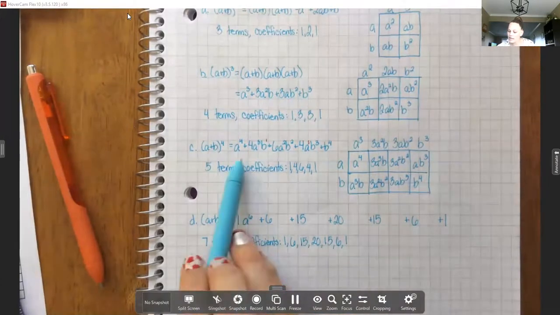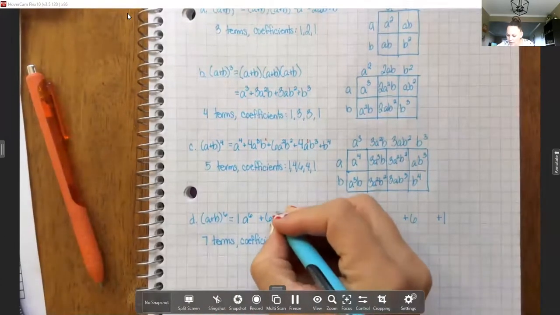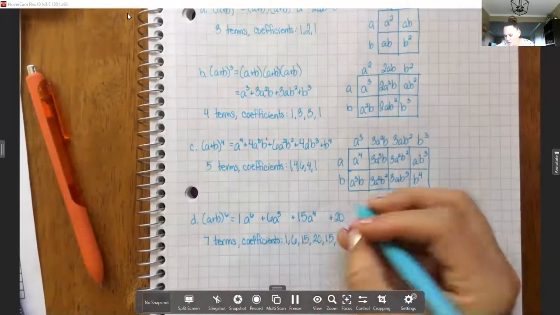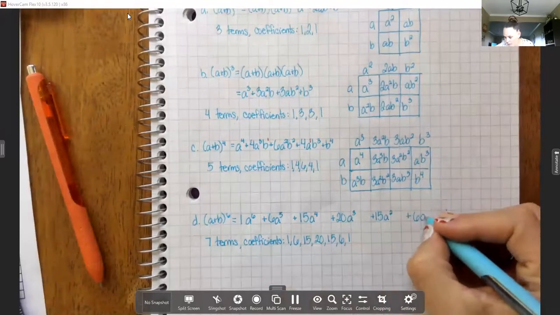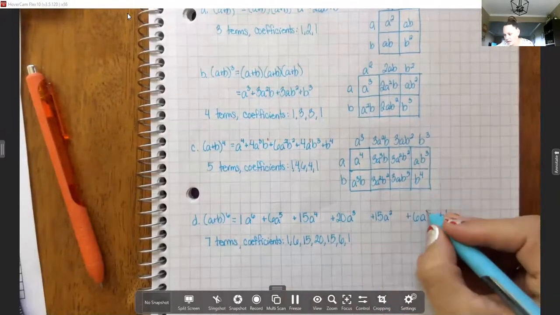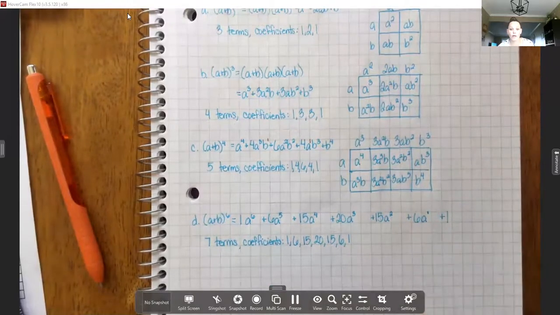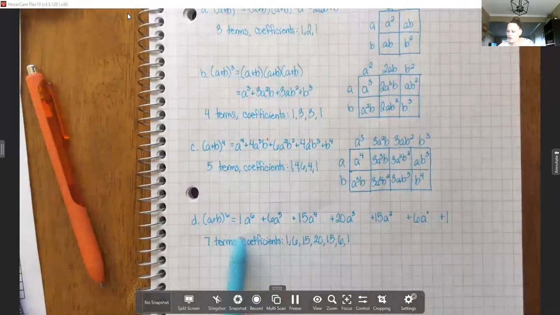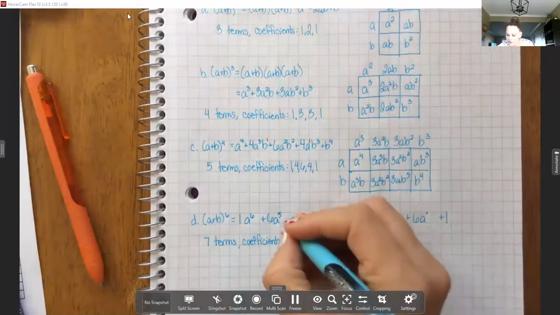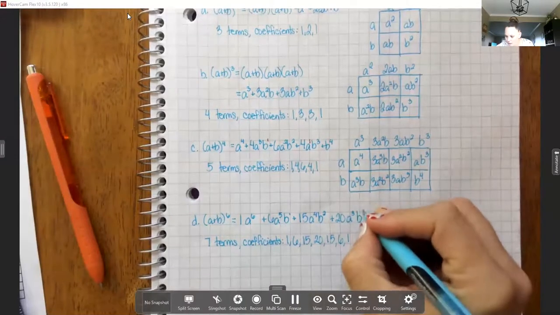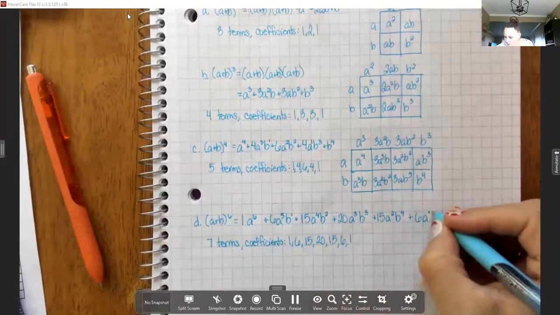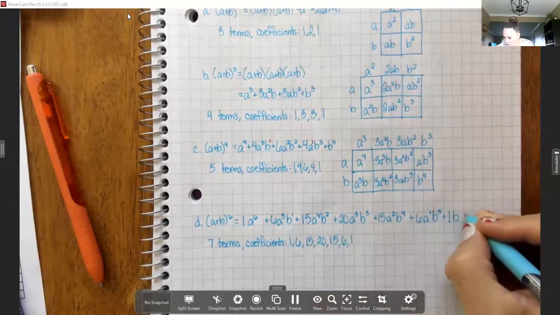So here our a's are going to go down. This is going to be a to the 5th, a to the 4th, a to the 3rd, a squared, a to the 1st, or just a. And this would be a to the 0, which we don't really write. And then our b's are going to do the opposite. This is b to the 0. This is b to the 1st, b squared, b cubed, b to the 4th, b to the 5th, and b to the 6th.